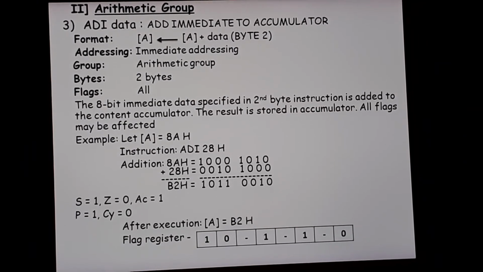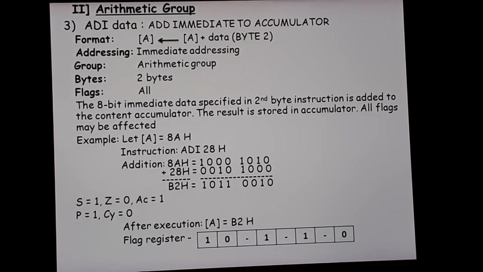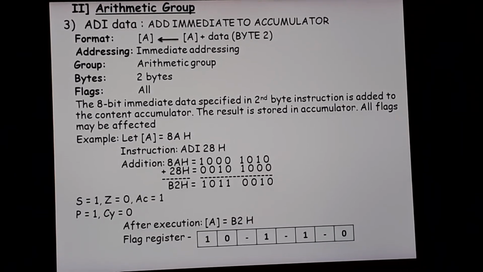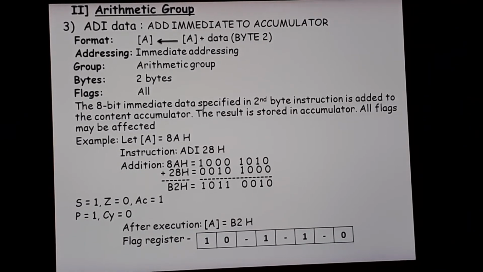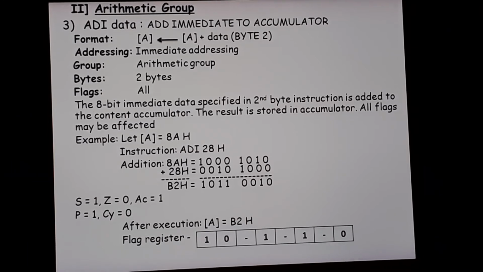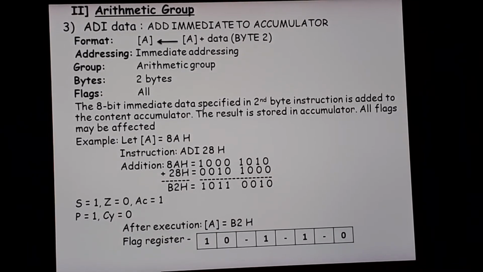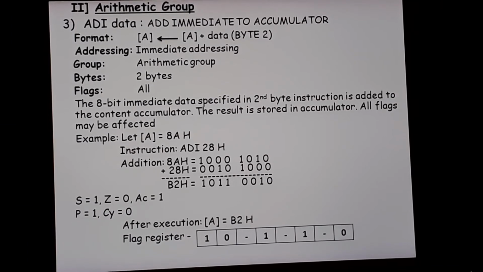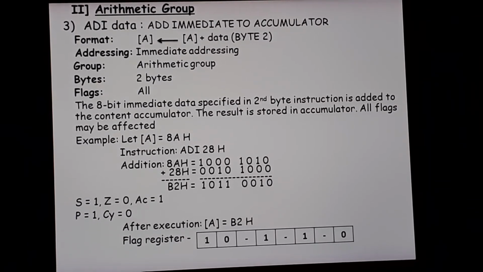The full form is add immediate data to the accumulator. Since there is I in the instruction, the addressing mode is immediate addressing mode. This instruction will add the 8-bit data with the accumulator and the result of addition is stored in the accumulator. So the format is A plus data. You do not need to mention the "by 2", which means 8-bit data. So A plus data and the arrow towards A. Addressing mode is immediate addressing mode.